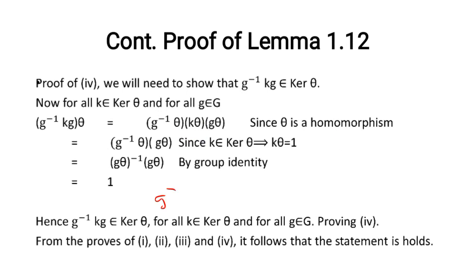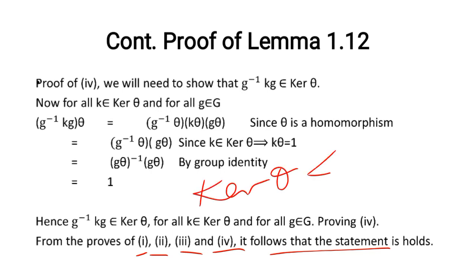So automatically we have shown that G inverse K G, when theta acts on it, goes to identity, meaning that this thing lies in the kernel of theta. What does that mean? It means that we succeeded in showing that the kernel of theta is normal. Is that not so? It satisfied the condition of being normal. So with points 1, 2, 3, and 4, the statement holds, that is, that the kernel of theta is not just normal, but it's also a subgroup of G. That's what we have there, that you've shown the proof.